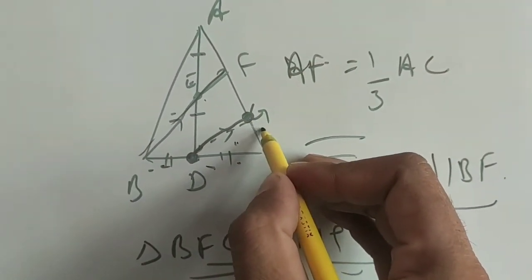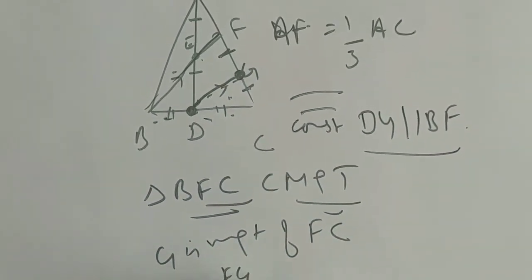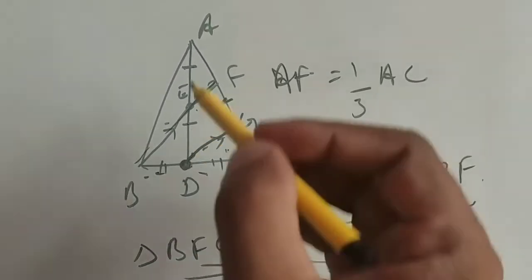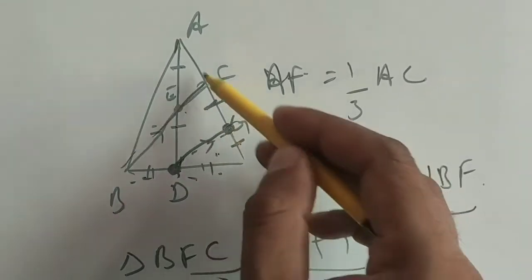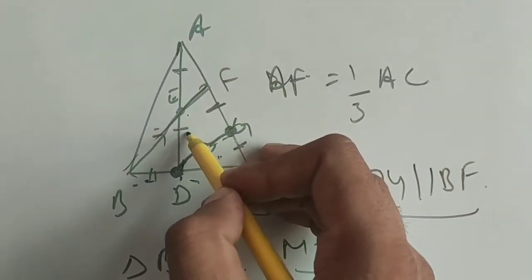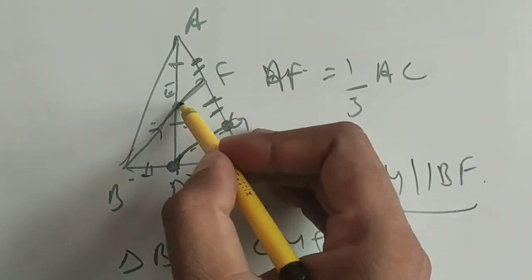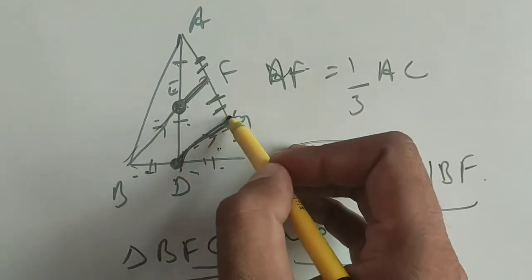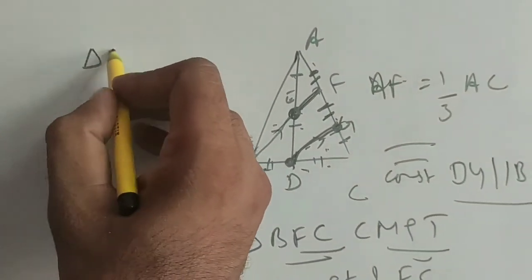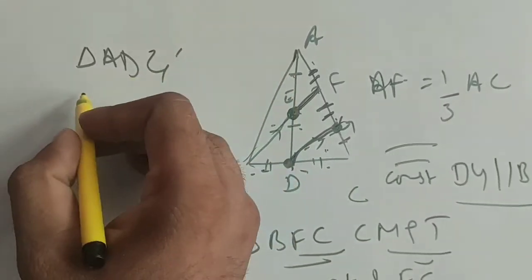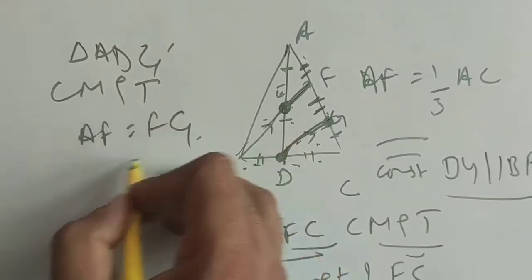So therefore this part and this part are equal, so FG will be equal to GC. Now look at this triangle ADG. E is the midpoint, these two are equal. So therefore AF is also equal to FG. By the converse of the midpoint theorem, this is the midpoint, these two lines are parallel. So in triangle ADG, we can apply the converse of the midpoint theorem, and therefore we have AF equal to FG.